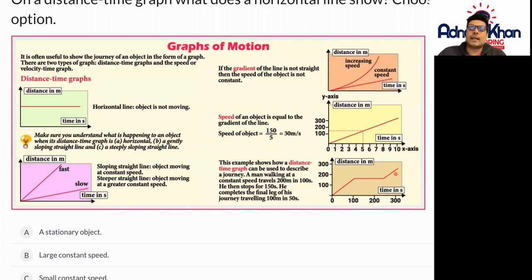Now analyze the graphs in detail and answer the questions, and we'll follow this up in our next lesson, where we'll go through this topic in much more detail.